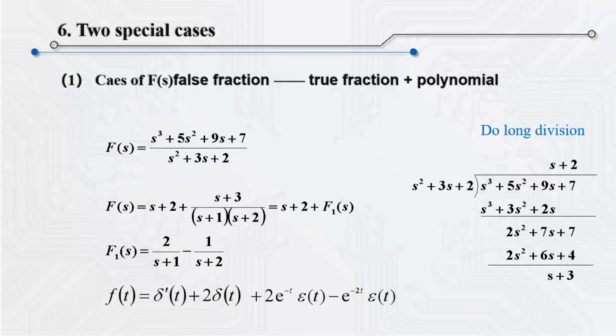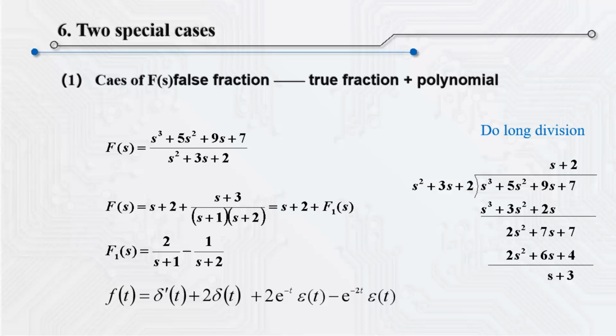Let's look at the solutions of two special cases. First, when F(s) is an improper fraction, the solution is to turn the improper fraction into a proper fraction plus a polynomial. The inversion of the proper fraction we have already discussed. The polynomial inverse transformation follows the previous typical Laplace transformation examples. Here's a case to illustrate the solution.